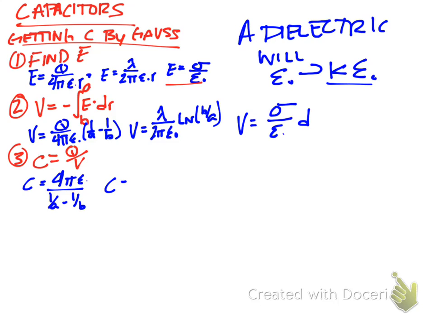The capacitance for our cylinder is 2 pi epsilon naught L over the natural log of b over a. And the capacitance for a parallel plate capacitor is A epsilon naught over d. Now the thing that these all have in common is that the total capacitance only depends on the dimensions, not on how much charge or how much voltage you have.